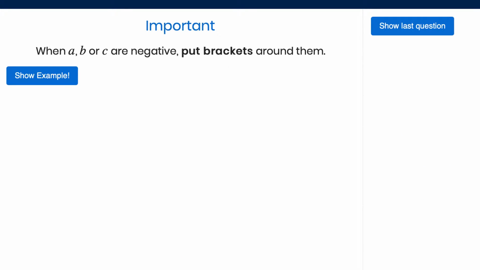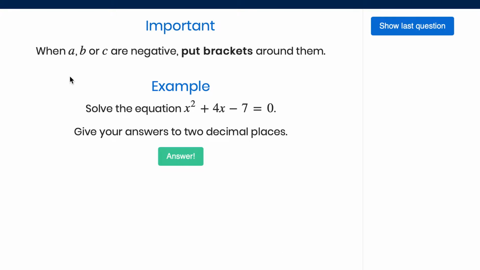Okay, now on to an important point. When a, b or c are negative, put brackets around them. Let's see an example. So solve the equation x squared plus 4x minus 7 equals 0. Give your answers to 2 decimal places. Right, pause the video now if you would like to have a go. As a hint, c is equal to minus 7, so put brackets around the minus 7. Okay, here is the answer.